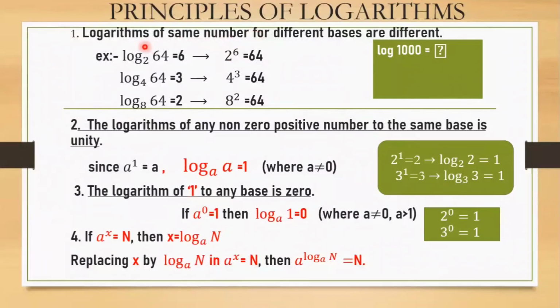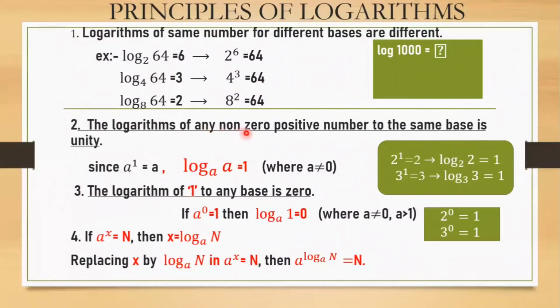Principles of logarithms. First one, logarithms of the same number for different bases are different. Here, the number is the same, 64, but the bases are different: 2, 4, 8. And the answers are also different. Log of 64 to the base 2 is equal to 6. Log of 64 to the base 4 equal to 3. It means 4 raised to the power of 3 gives 64, 2 raised to the power of 6 gives 64, and 8 raised to the power of 2 is equal to 64. So logarithms of the same number for different bases are different.